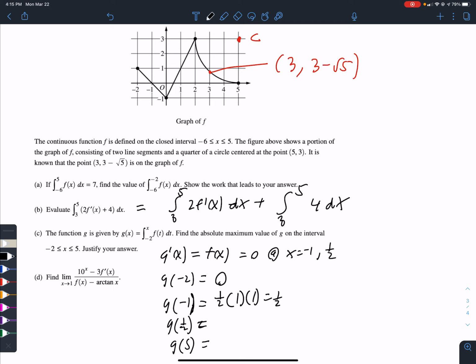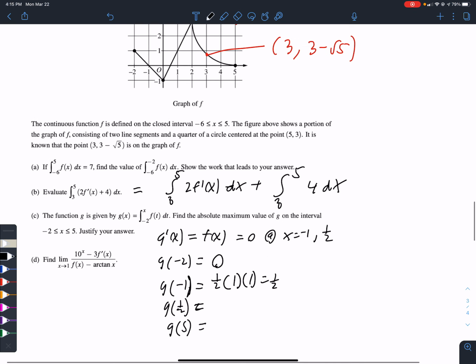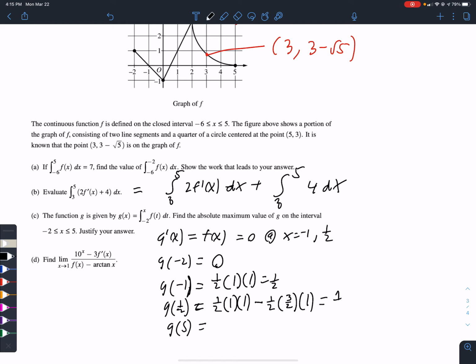Now the next one's 1/2, which is here. So I want to integrate from here to here, which is that triangle minus that triangle. The top triangle is 1/2 times 1 by 1, minus, because the second triangle is below the x-axis, so the net area will subtract that. The base from here to here is 1.5, so I'm going to put 3 halves, and the height is going to be 1. So that's going to be 1 minus 3/4, which is -1/4.